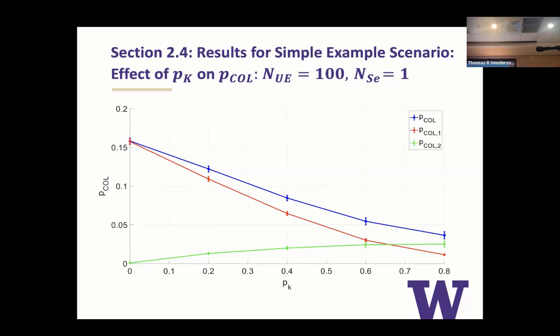This is because when PK increases, the behavior of the transmitter UE becomes more predictable to other UEs, right? Because the transmitter UE will perform less reselection in the selection window.